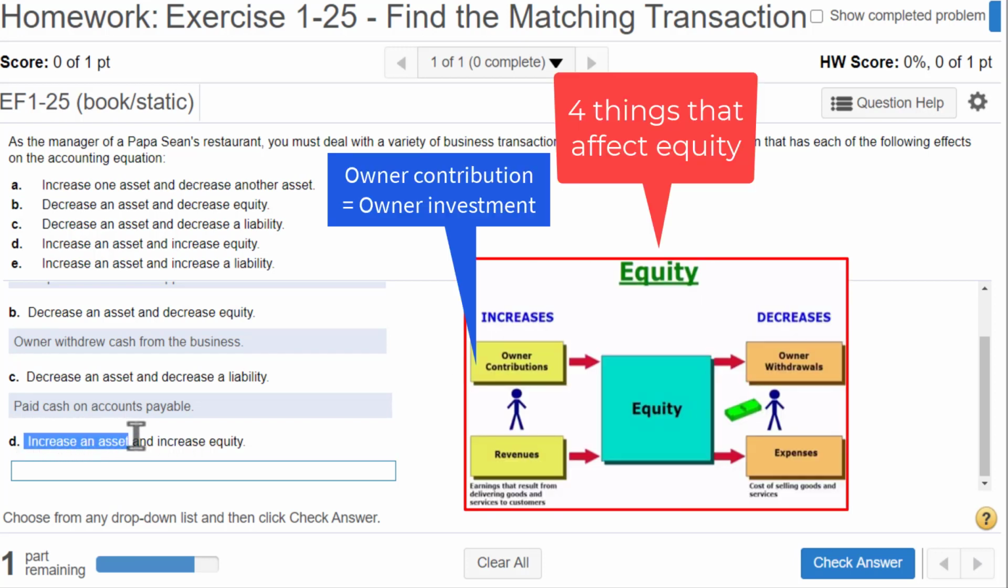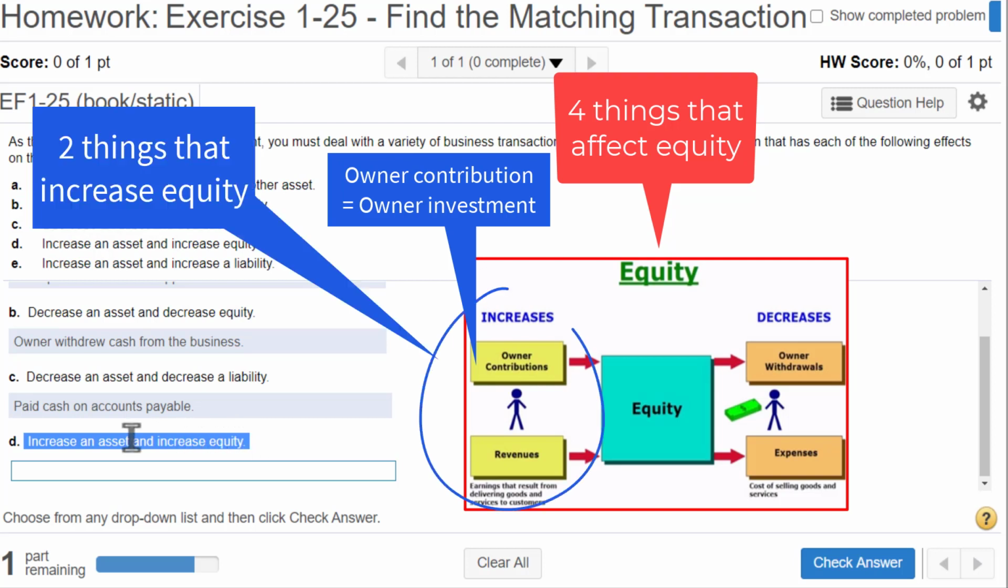Transaction D, increase an asset and increase equity. This is good, we're getting some type of asset. What would cause equity to also increase? Now you might say, well, we're buying an asset. Well, if we buy an asset with cash, another asset, cash, would decrease. So that can't be it. You might say, maybe we bought an asset, but we got a loan for it. No, a loan would increase liabilities, not increase equity.